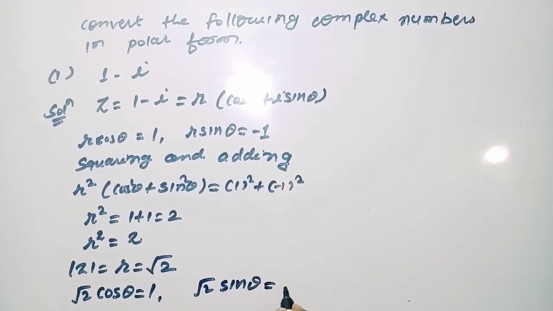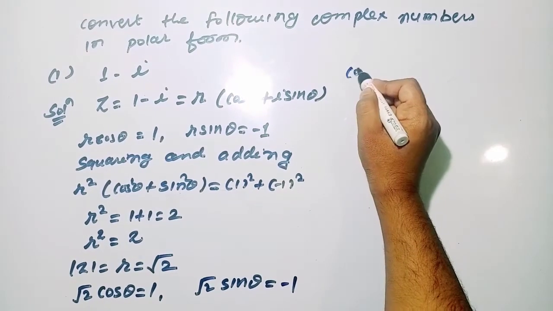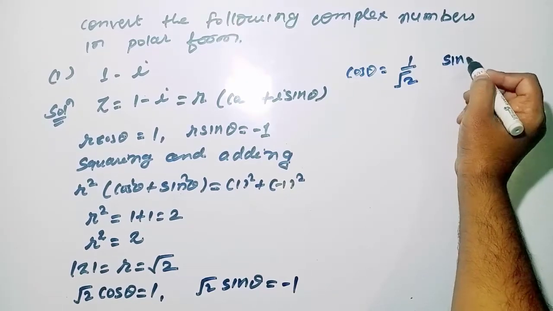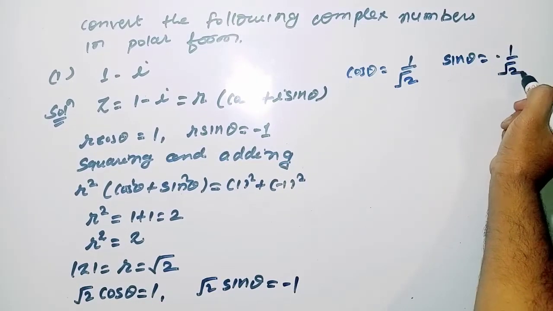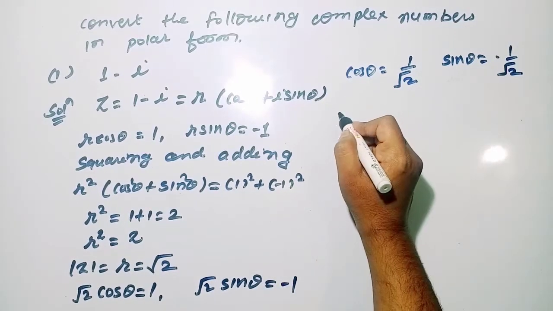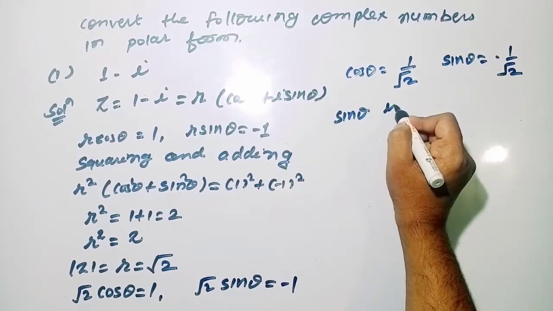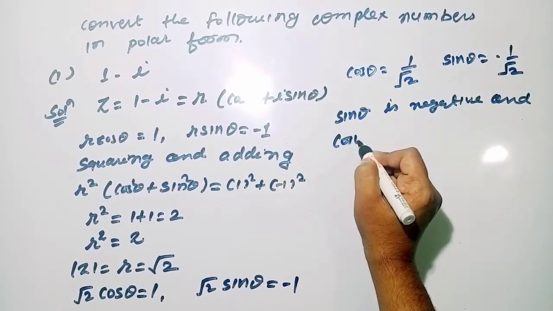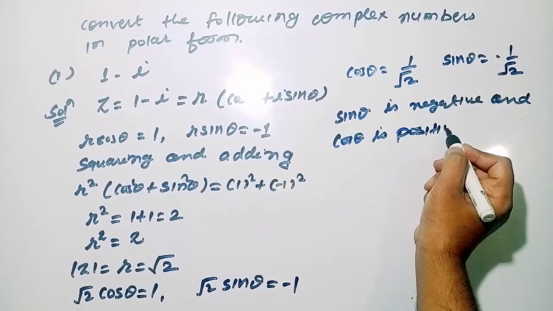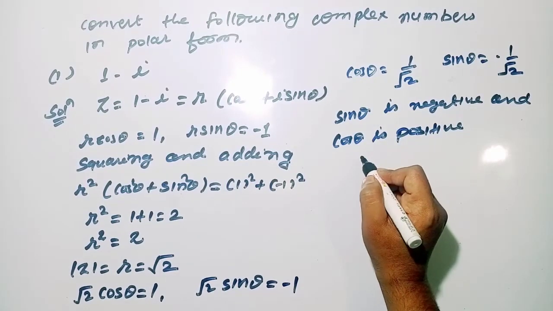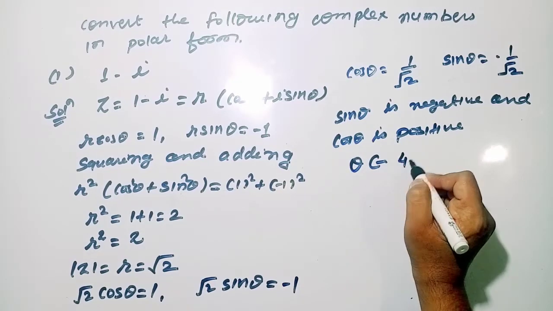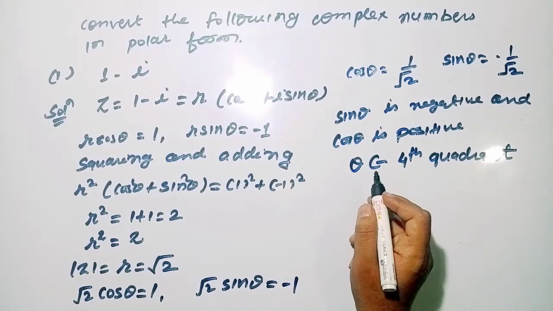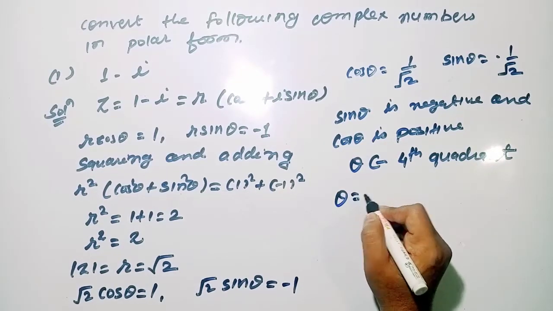So putting this in the result, root 2 cos theta is equal to 1 and root 2 sin theta is equal to minus 1. So cos theta is equal to 1 upon root 2 and sin theta is equal to minus 1 upon root 2. Here you can see that cos is positive and sin is negative, which means theta belongs to the fourth quadrant. Cos is positive means x-axis is positive, and sin is negative means y-axis is negative.